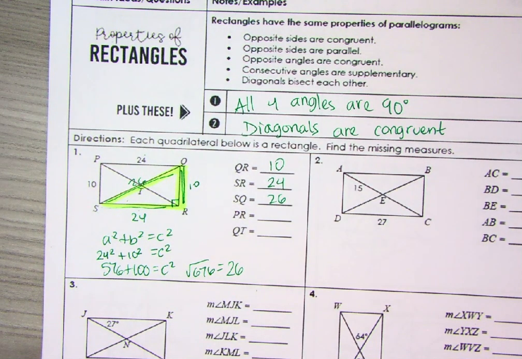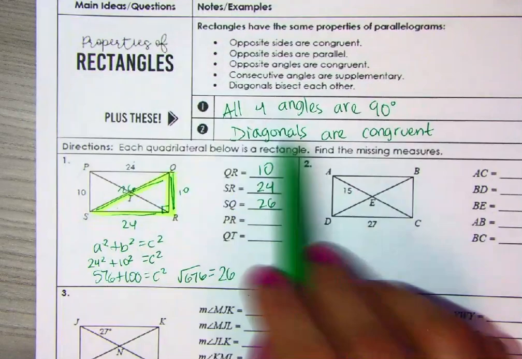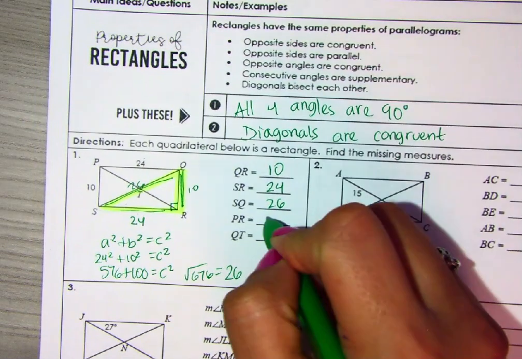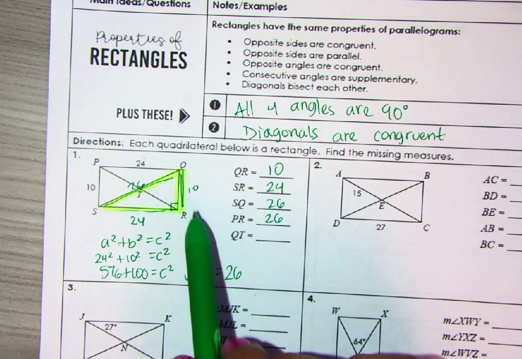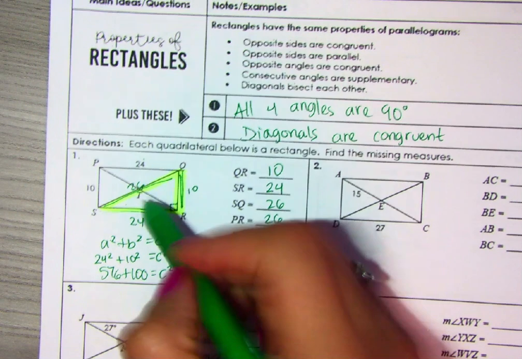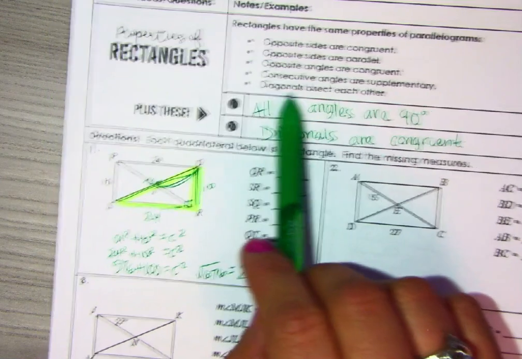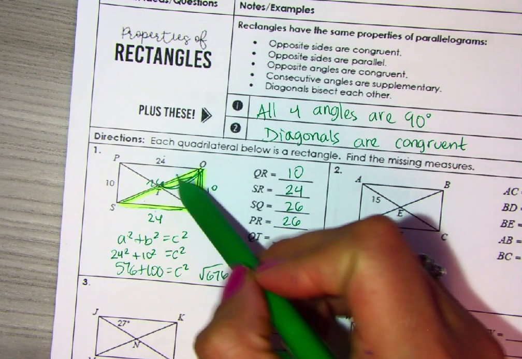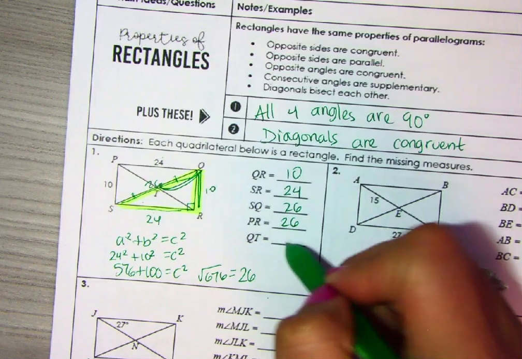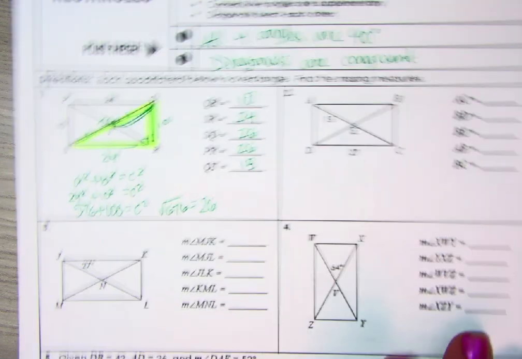Then you have PR. PR is the other diagonal, and since the diagonals are congruent, we can say that PR is also 26. And then QT. QT is only this part of the diagonal. We can go back to saying the diagonals bisect each other, so this diagonal is cutting the other diagonal in half, making these two equal parts. So that's 13 and 13. So these are all problems that can be answered based on the properties of rectangles.